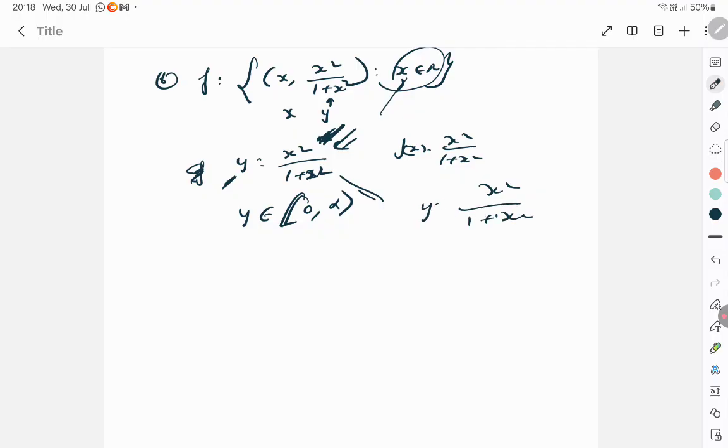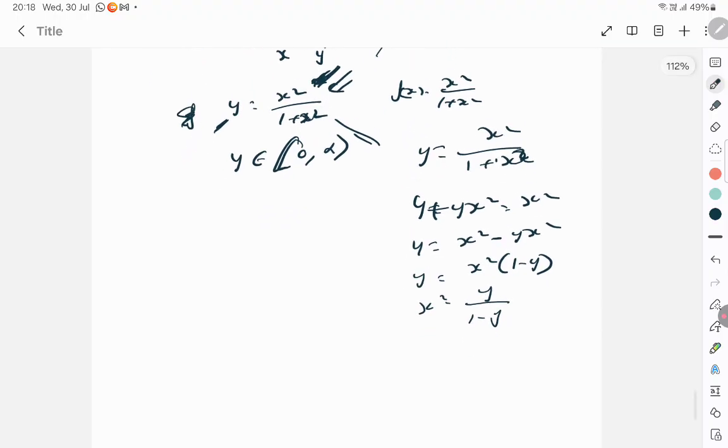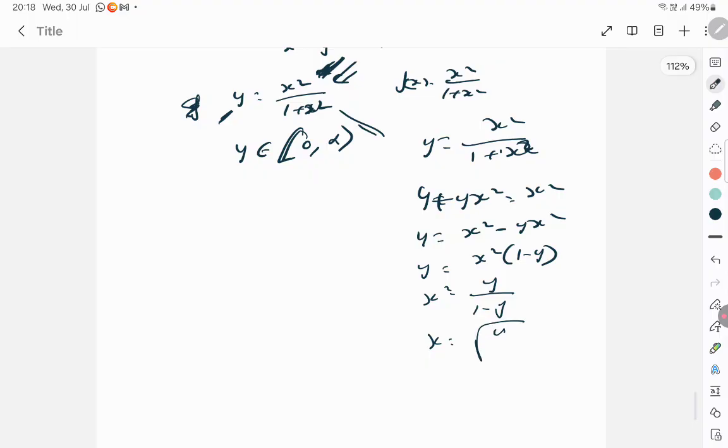Let's cross multiply and see. Okay, y plus yx square is equal to x square. Y is equal to x square minus yx square. X square common, 1 minus y is equal to y. X square is equal to y by 1 minus y. X is equal to root of y by 1 minus y.